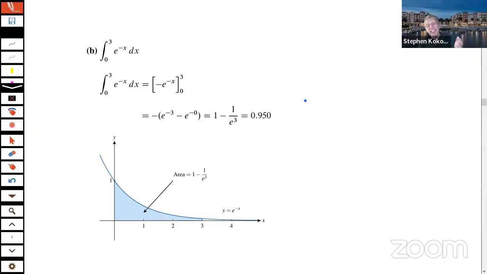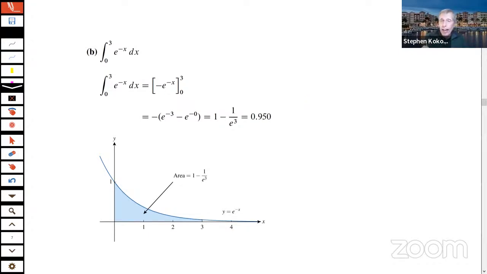Most of your students are so good at this that they can just look at this and know what the answer is, know that they need a negative sign in here, know that the derivative of that inner function, minus x, is a -1. So there's the antiderivative, and I need to evaluate that at the upper bound 3 and the lower bound 0 and subtract. And I think I did that. I got an exact answer of 1 minus 1 over e cubed, and an approximation of 0.950.